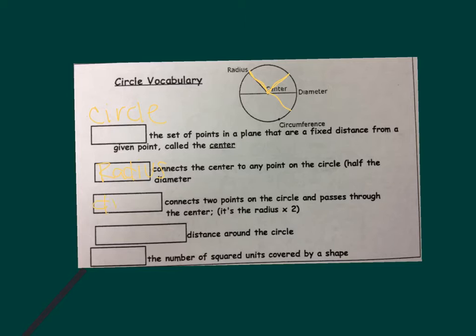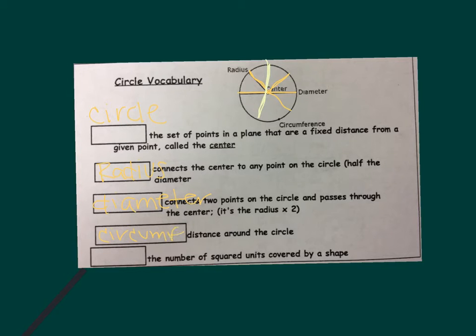The diameter, D-I-A-M-E-T-E-R, the diameter connects 2 points on the circle and passes through the center. It's the radius times 2. So the diameter goes all the way across the circle. You can see if we just draw a line all the way across, it needs to be straight. That is your diameter.